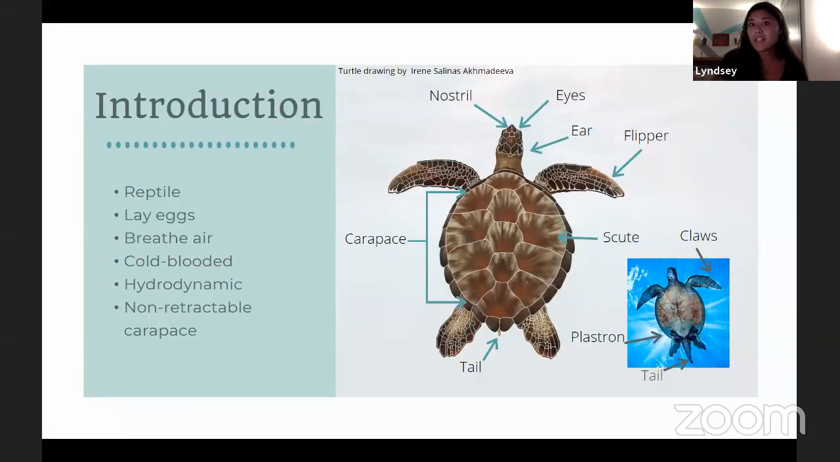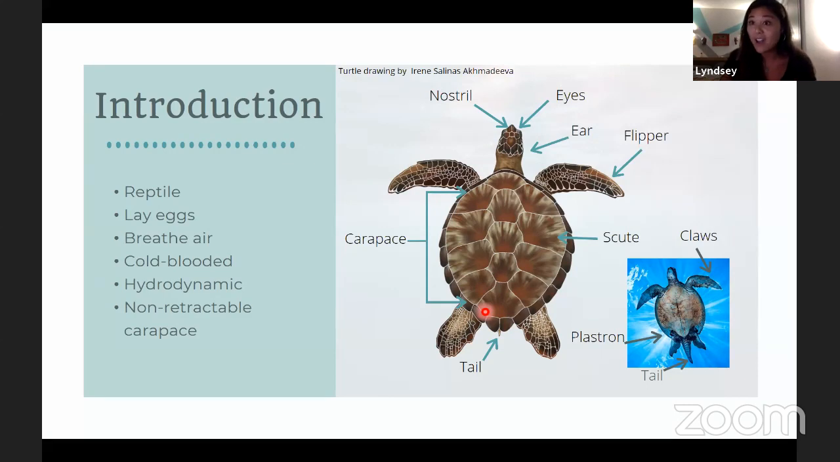So just so everyone is on the same page with their knowledge of sea turtles, this is the anatomy of a green sea turtle. Sea turtles are reptiles, and they're extremely well adapted for a life in the sea. That means that their carapace, or their shell, is very hydrodynamic, so they're able to swim through the water very well. In addition, turtles are cold-blooded, meaning that their internal temperature varies according to their ambient environment.